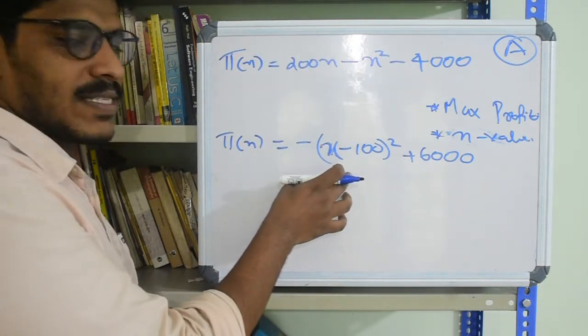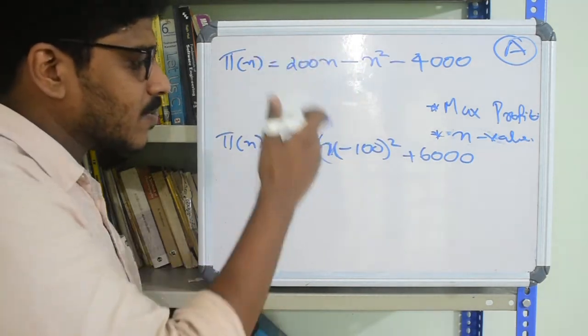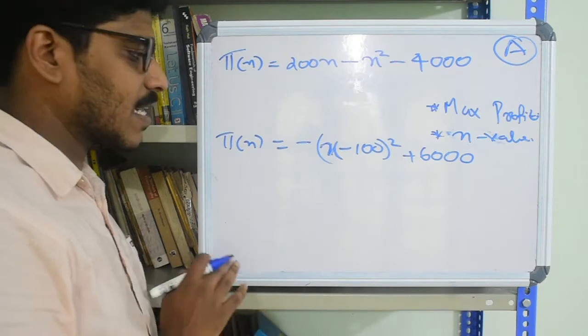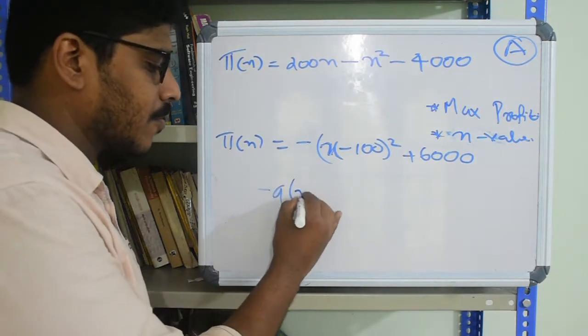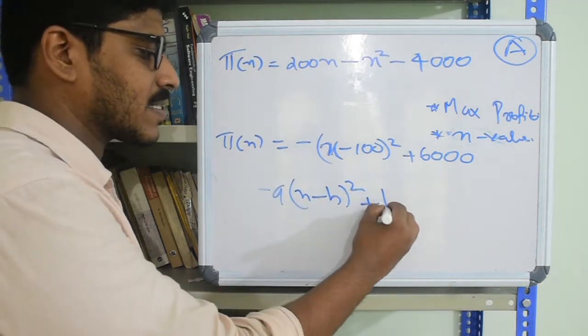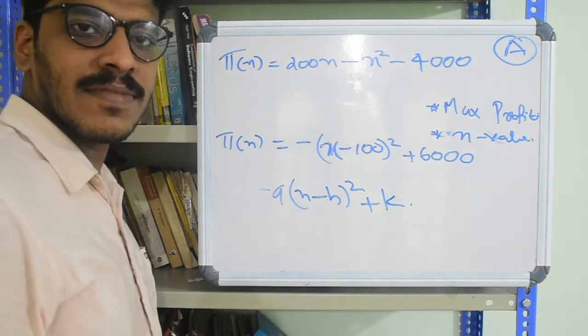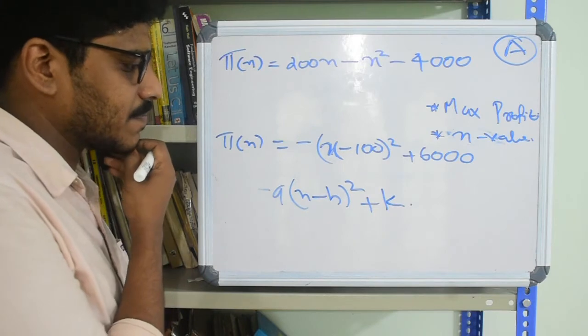Why did we do this? We are transforming the given form of the quadratic function to the well-known general form, something like a times x minus h whole squared plus k, so that we can identify some information from this.